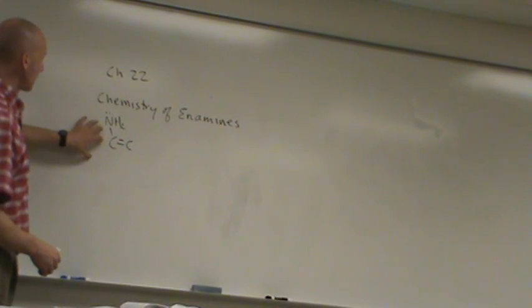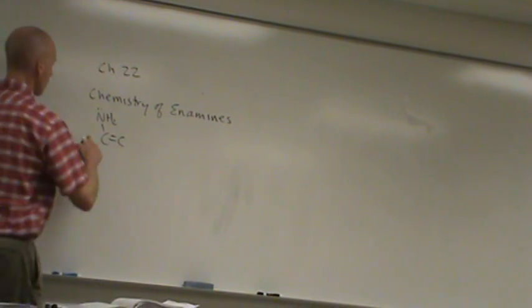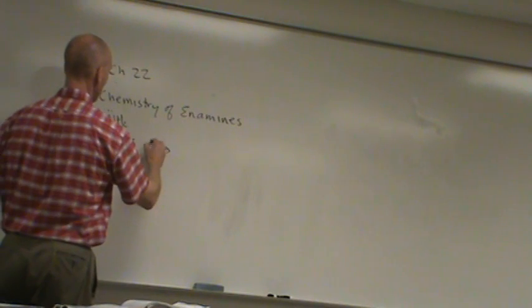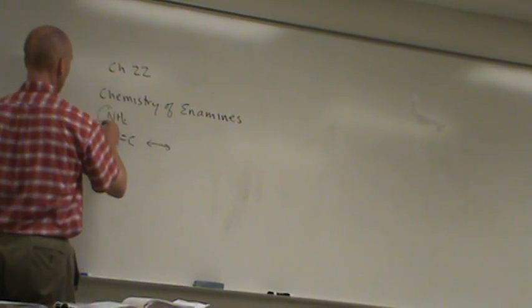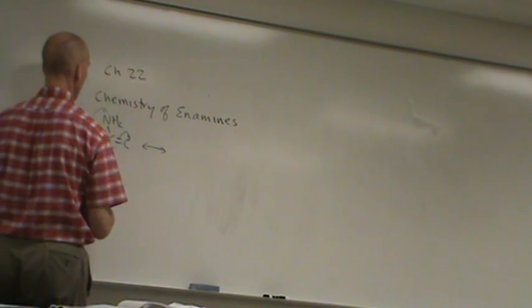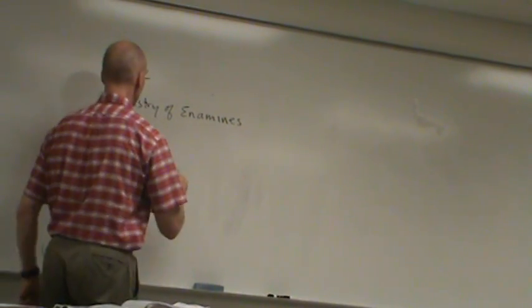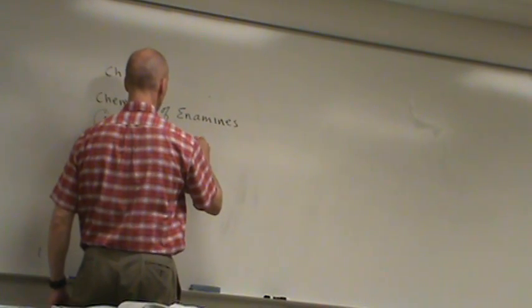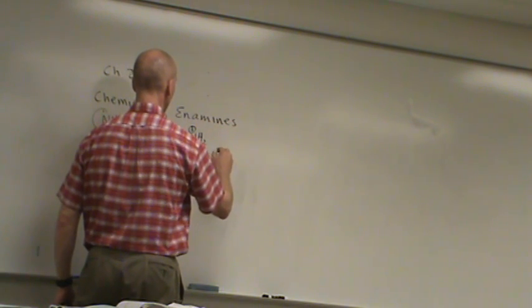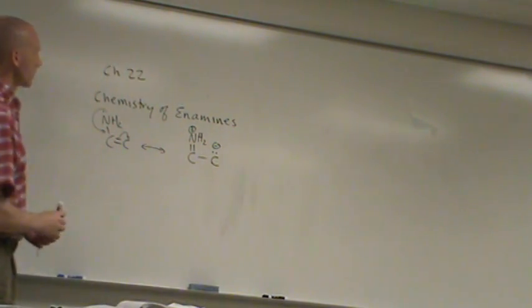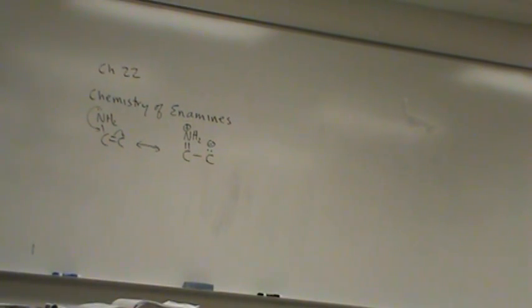So let's see how we can work with the chemistry of this. Well, here you have a lone pair next to a double bond, so we can draw a resonance structure. I can move the lone pair there, and then the pi electrons will dump on that carbon. So we get something like this.